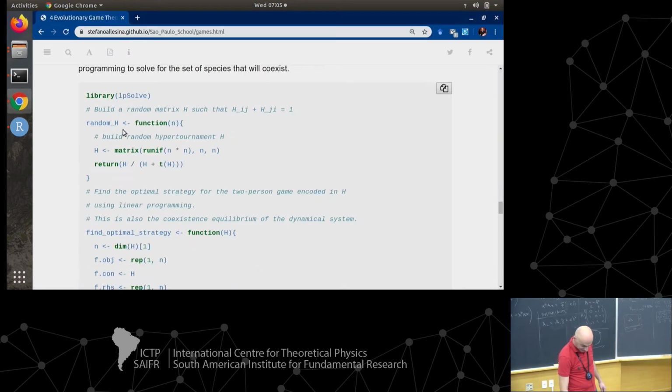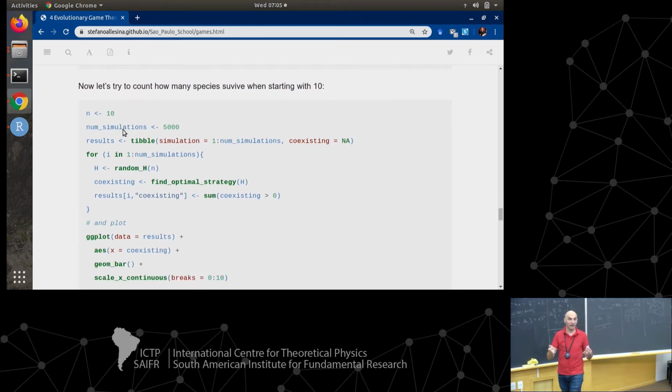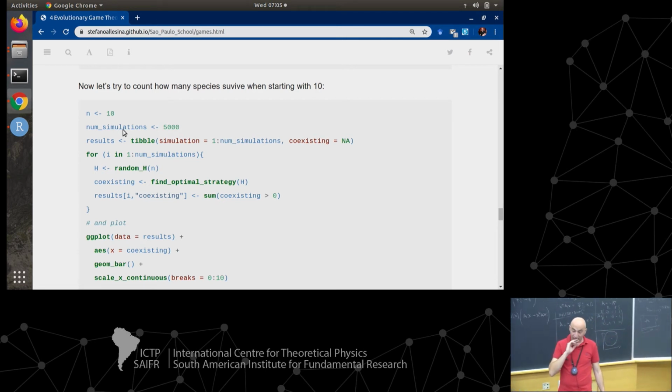Okay? And now what we're going to do is take a certain number of strategies or species, in this case, 10. And then we're going to choose a number of simulations like we did yesterday. We do 5,000. And then for each one of these, we just build a random matrix H. We find how many species are coexisting, and at the end, we tally, and we show this histogram.